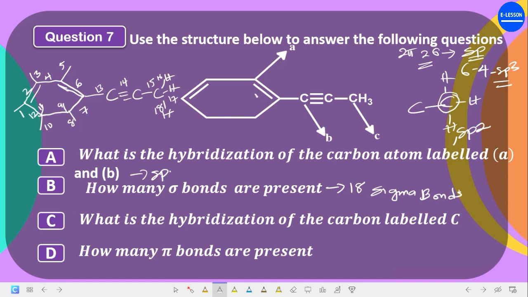So in this case, there is a pi bond here, there is another pi bond here, and we said that wherever we have a triple bond, one of the bonds is a sigma bond and the other two are pi bonds. So here we have 2 pi bonds and 1 sigma. So in total, how many pi bonds do we have here? We have 4 pi bonds in this particular compound. So we have 4 pi bonds and 18 sigma bonds in this compound.